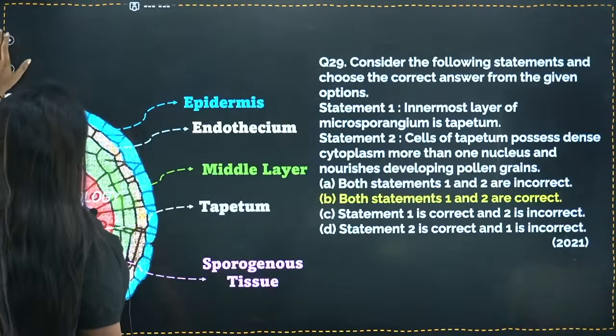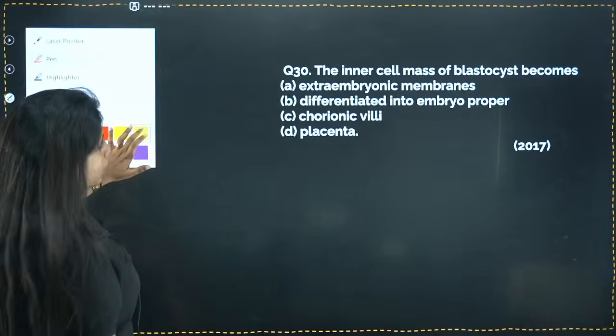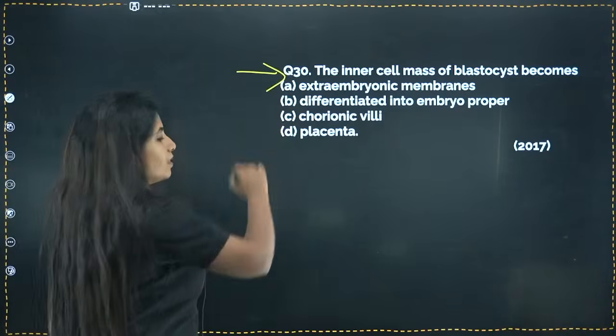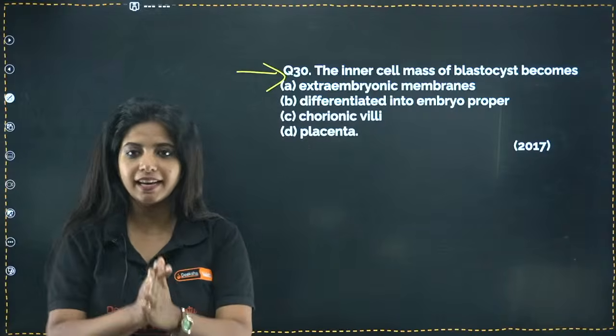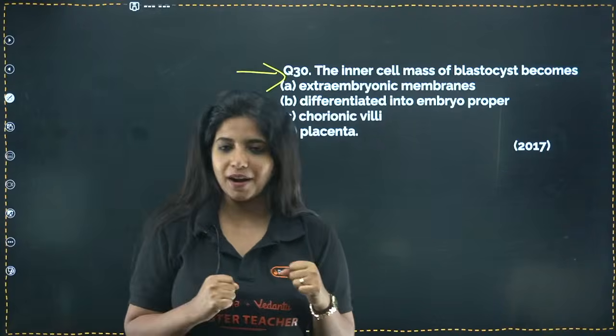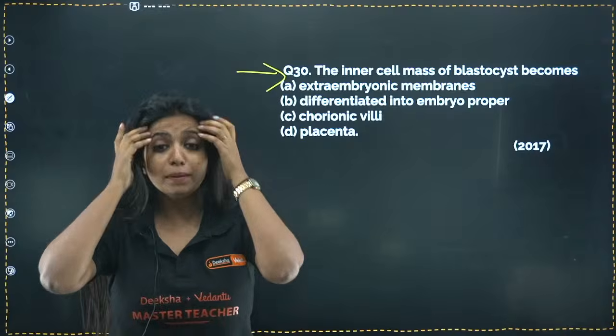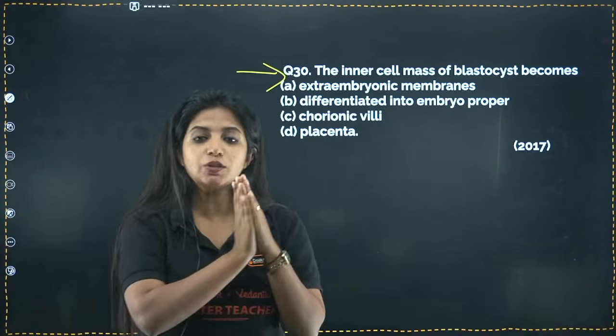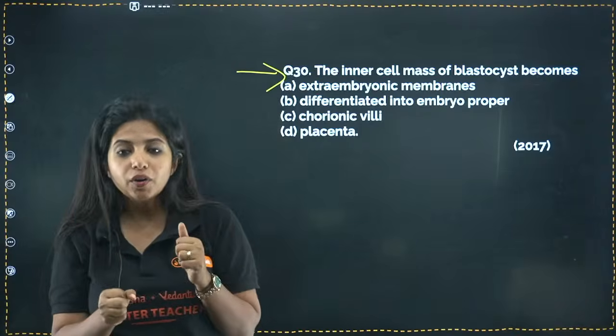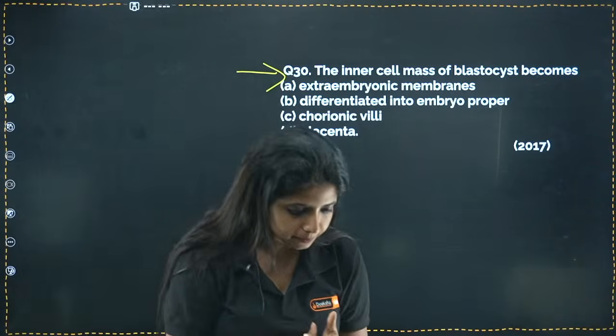So my dearest little children, the last question has come, and this is something that we have discussed in the Masterstroke conceptual video. Let's see. The innermost cell mass of the blastocyst becomes what? Extra embryonic membrane, differentiated into embryo proper, or chorionic villi, or does it form the placenta?